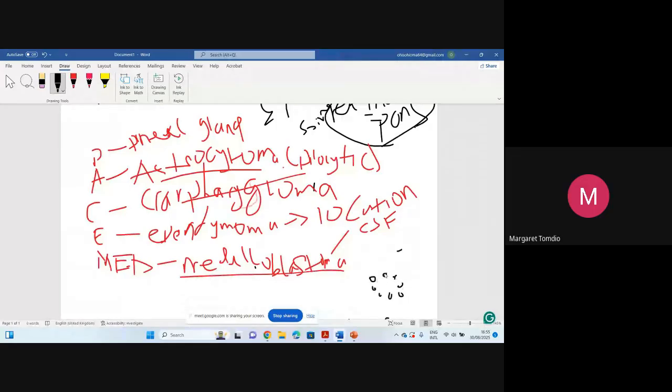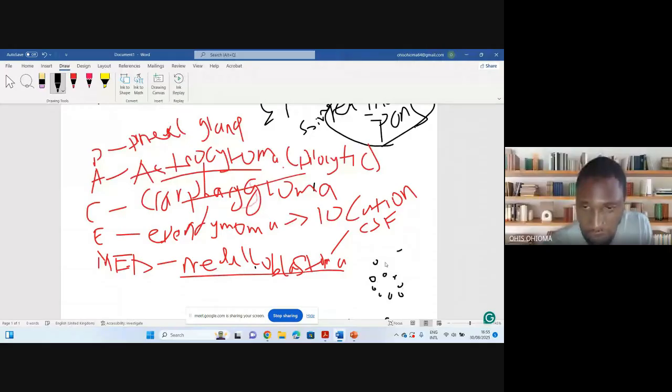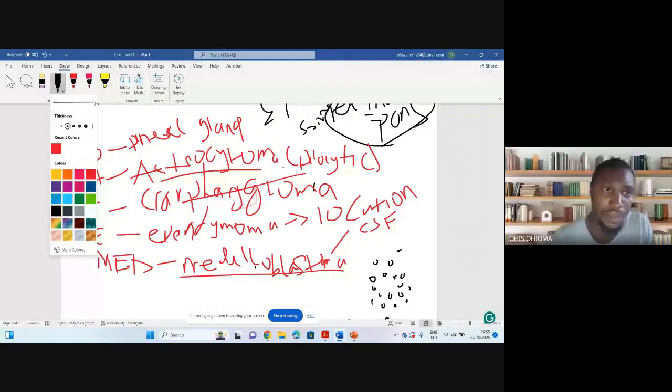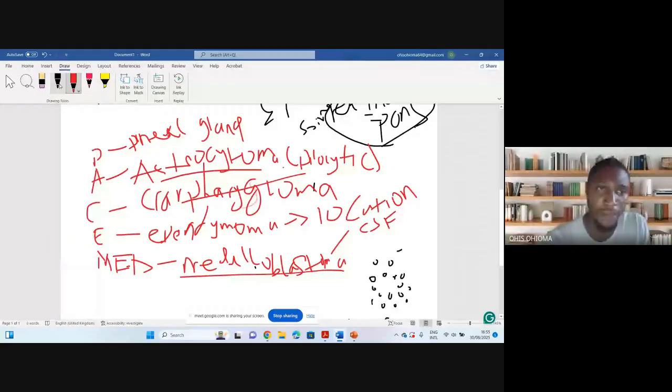It's like beads. And then you have another one, yeah, like beads. Exactly. So you have one here, one here, one here, one here, one here. Yeah, kind of like beads, right? But for the ependymoma, you have perivascular rosettes.